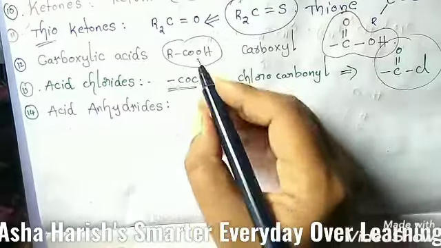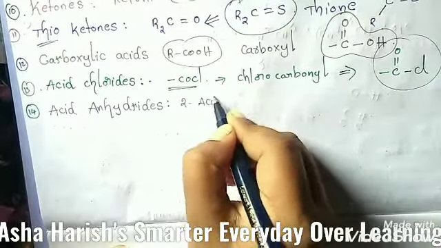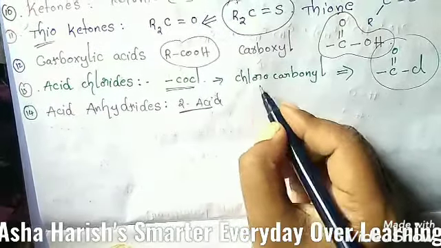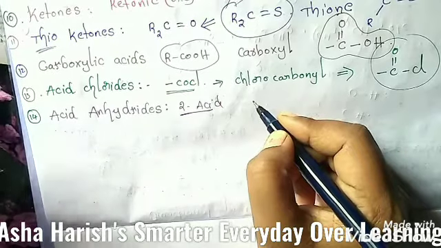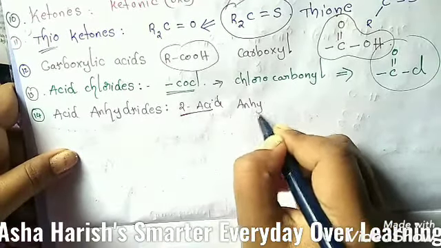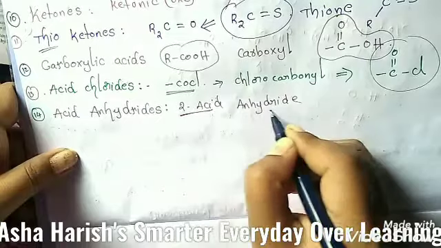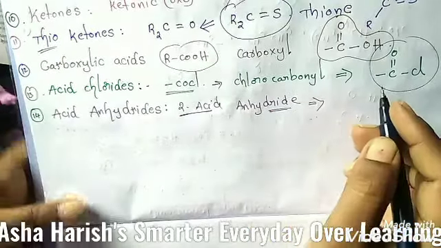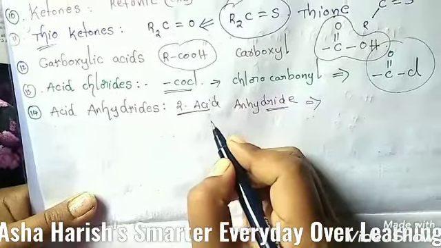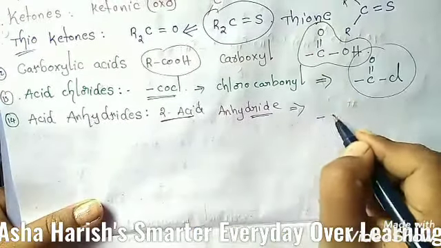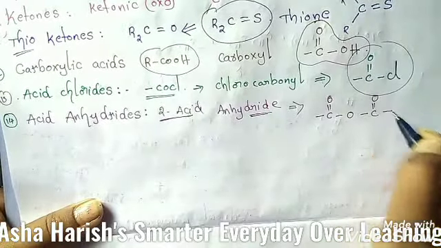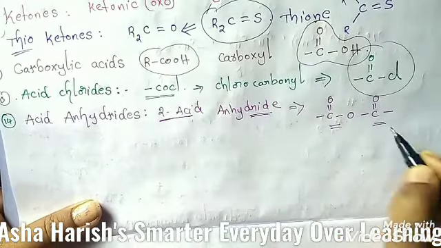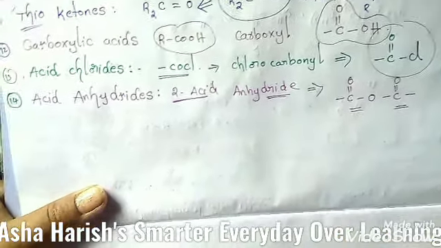And the next one is acid anhydrides. These have two acid groups, and the main name of the functional group is anhydride. Anhydride is the name of the functional group. And dear students, two acid groups are present here, as I told you already, and the structure should be C double bond O, and here O again C double bond O. Okay, these are the two acid groups, C double bond O, right?